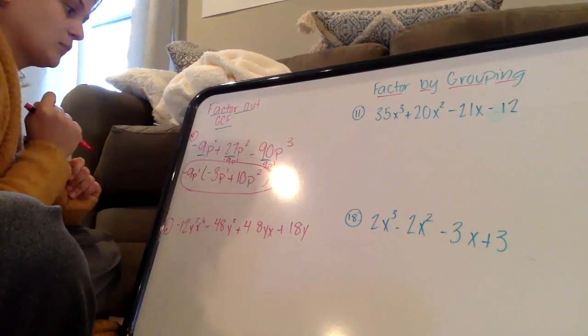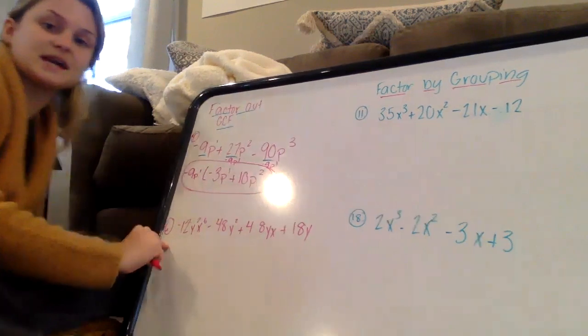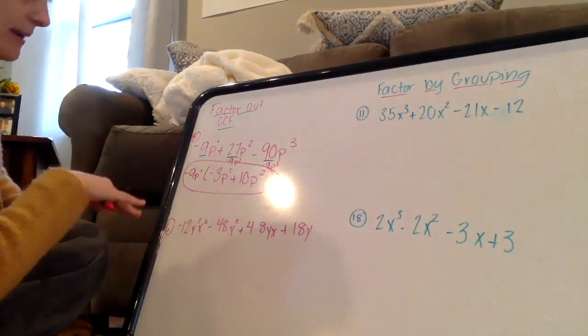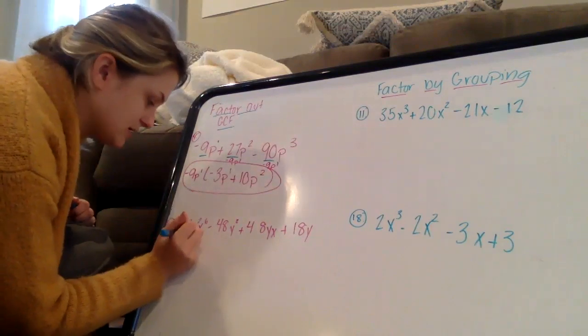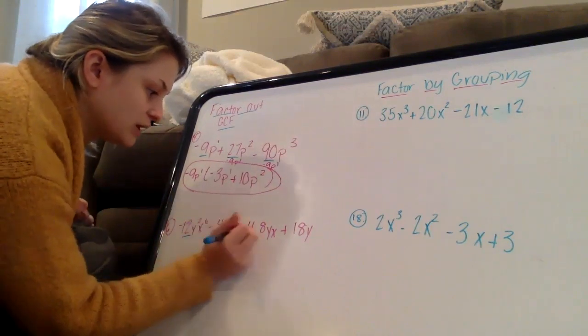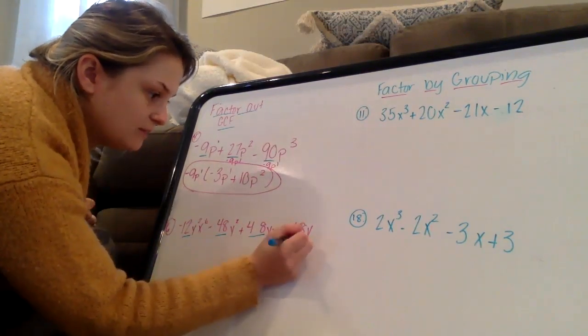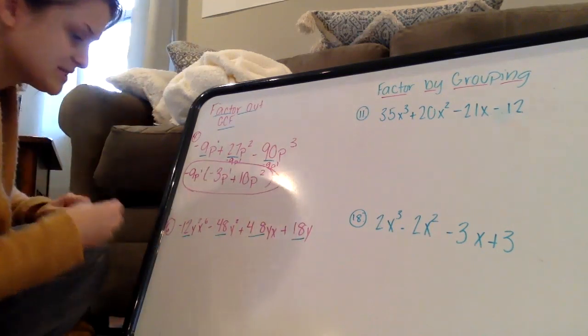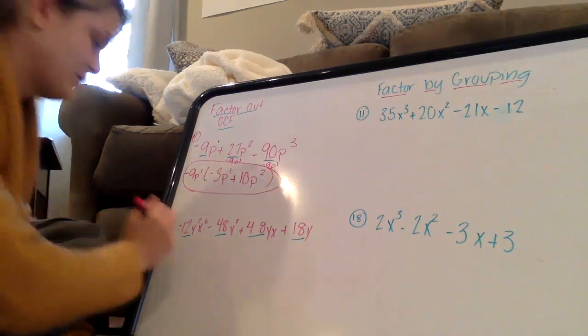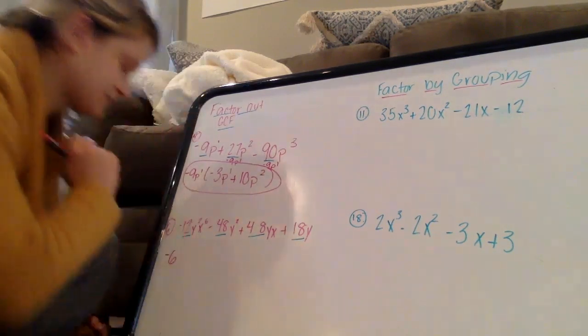Okay, this is number 6 from the second worksheet. Same thing, greatest common factor. So what's the biggest number that can go into -12, -48, +48, and 18? So that would be 6. Because that's a negative, I'm going to take out -6.